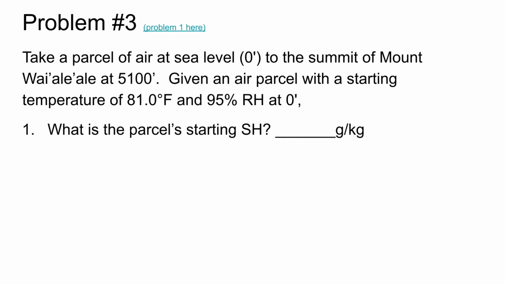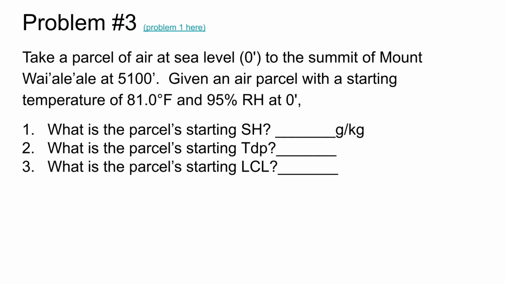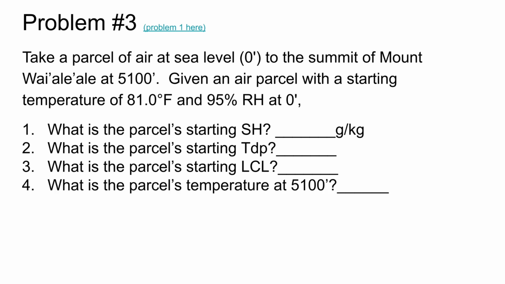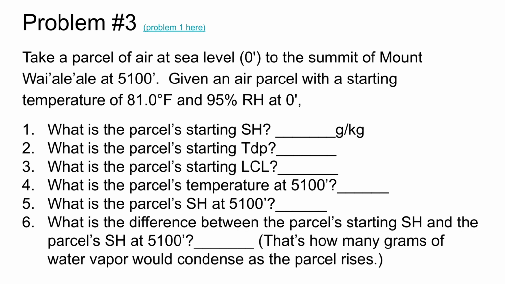So we want to know what's the parcel's starting humidity, what's the parcel's starting dew point temperature, what's the parcel's lifting condensation level, what's the parcel's temperature after we're done lifting it, and what's the parcel's new specific humidity when we're done lifting it. What's the difference between the starting specific humidity and the ending specific humidity? I want to know how many grams of water vapor would actually condense as the parcel rises and cools.